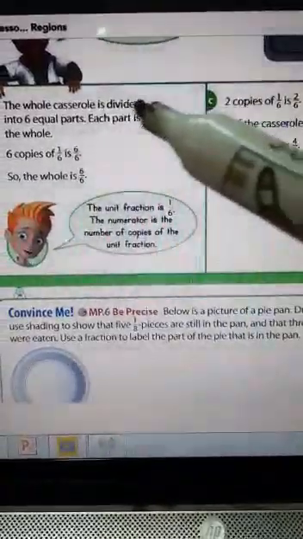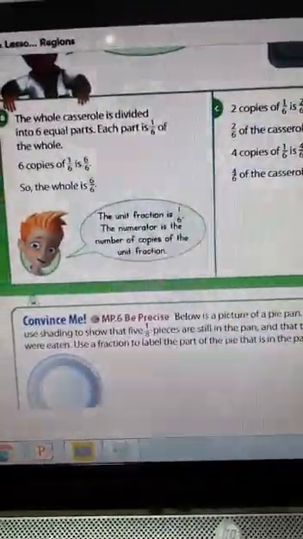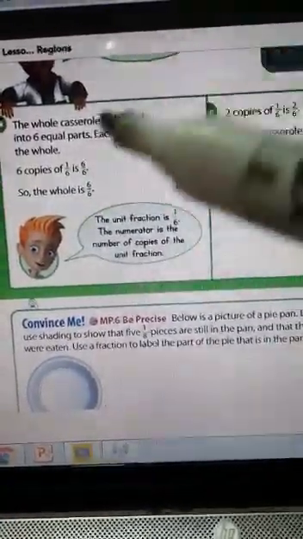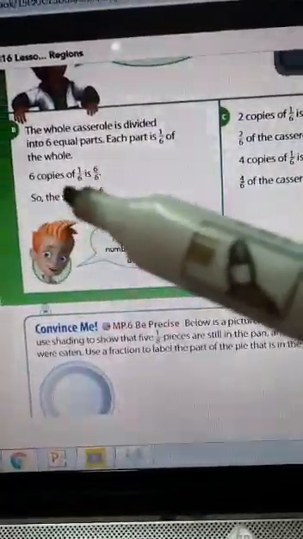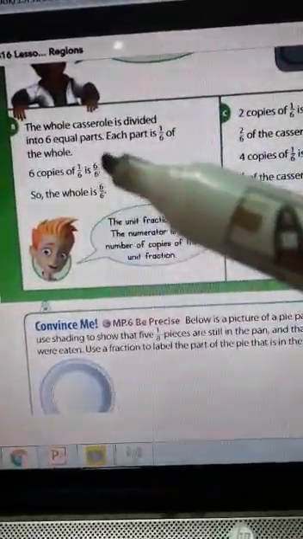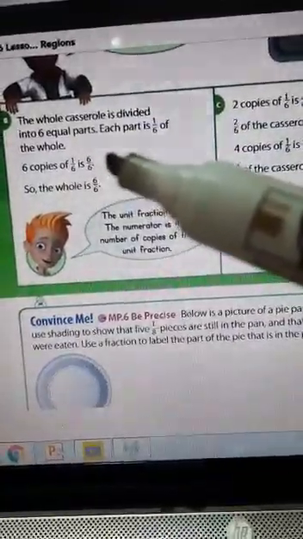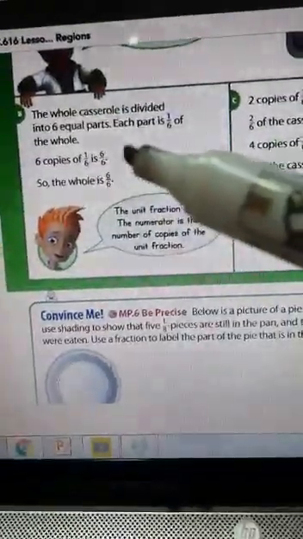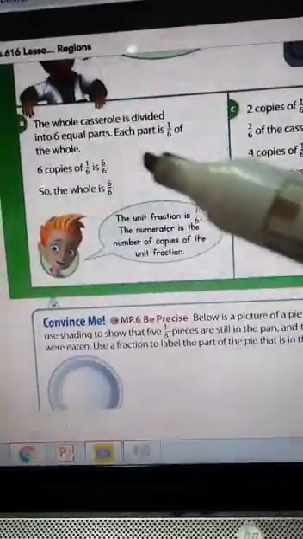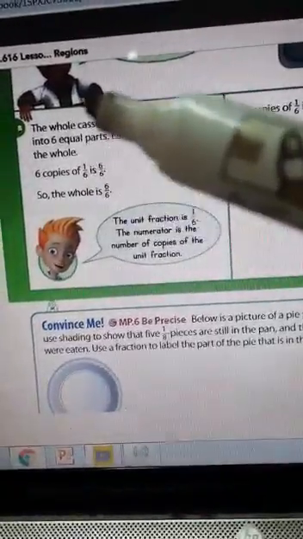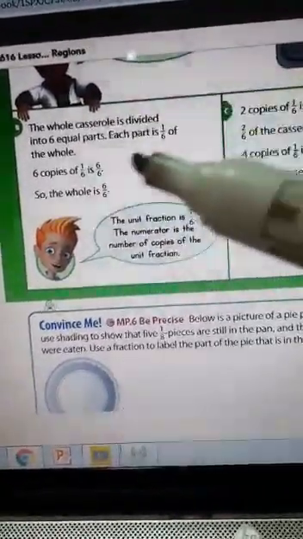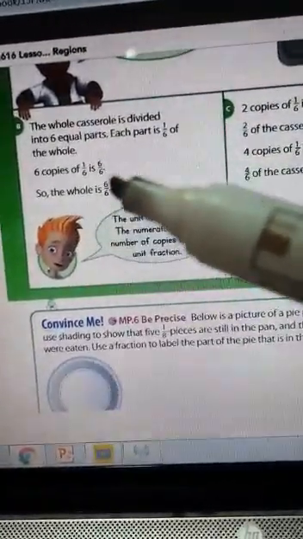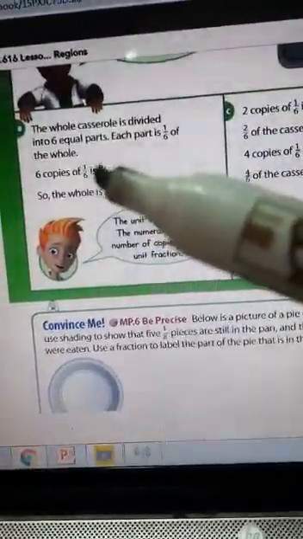So let's complete reading, because this is explanation also. The whole casserole is divided into 6 equal parts, as you saw. Each part is 1 of 6. See, each one, because 1 of 6 of the whole. 6 copies of 1 of 6 is 6 of 6. One part is 1 of 6. Whole parts are 6 of 6. Okay? They are different. If you want to talk about one part, you will say 1 of 6 from the whole, but they are all together 6 of 6. So the whole is 6 of 6. One part is 1 of 6.